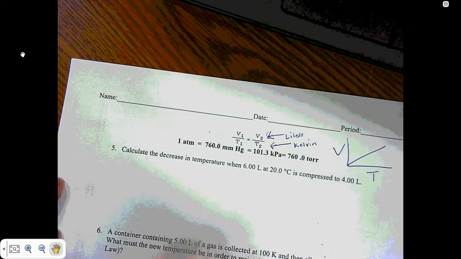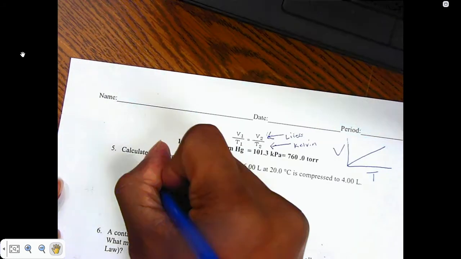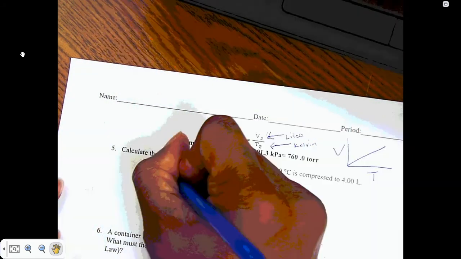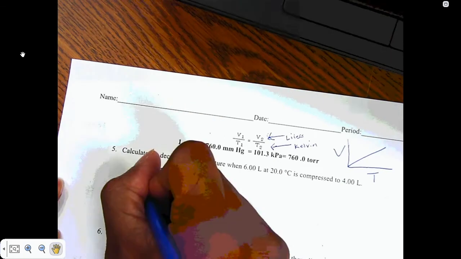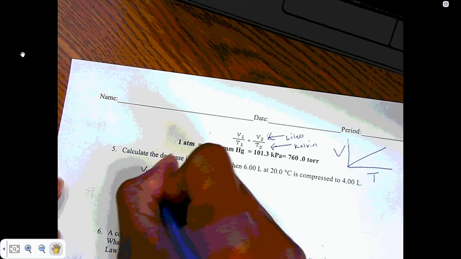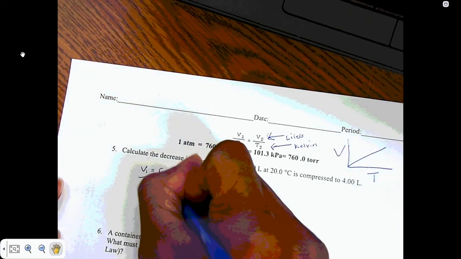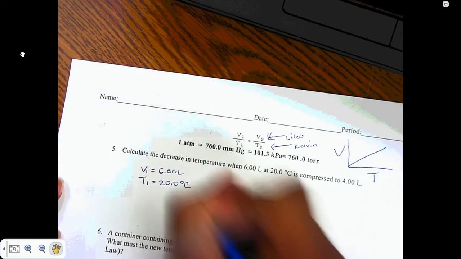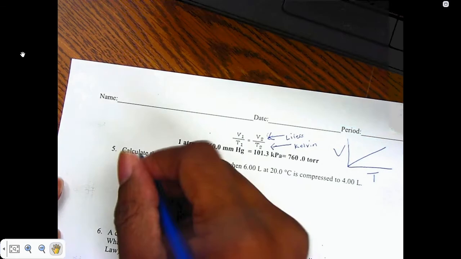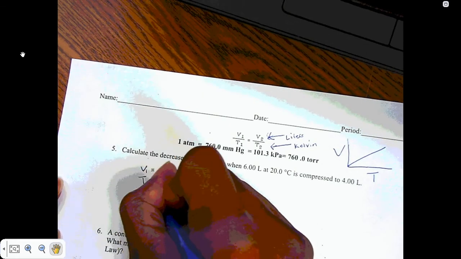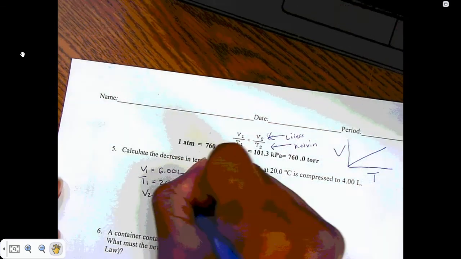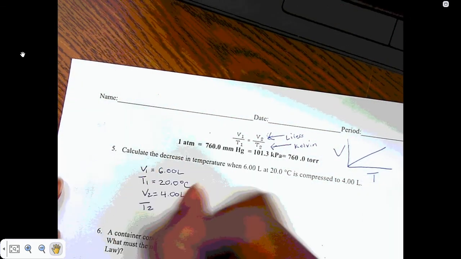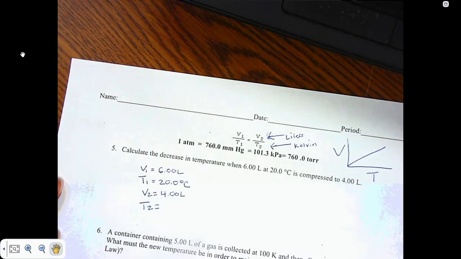We have our volume, which our V1 in this case would be 6 liters. We also have our T1, which is going to be 20 degrees Celsius. That's going to later be converted to Kelvin temperature. We now have our V2, which in this case is 4 liters. And we are trying to extract the value of T2.